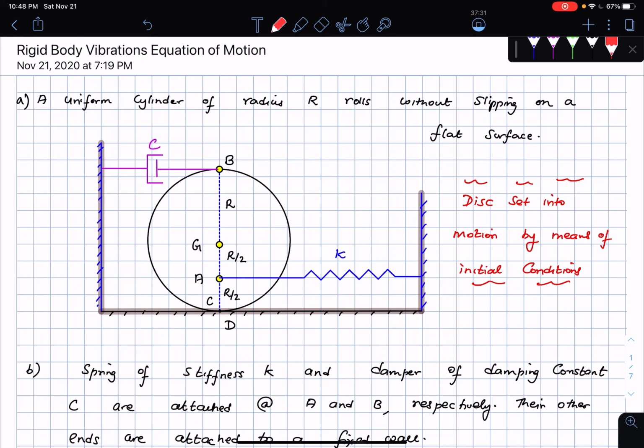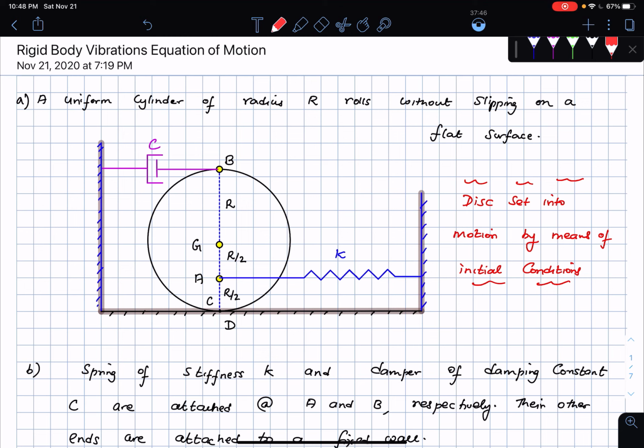So here I give this disk a little bit of a tweak, and then I let it go. It's going to keep oscillating, and eventually it's just going to stop oscillating because of the damping element. I have a spring, I have a damper, everything is starting from the SEP position.